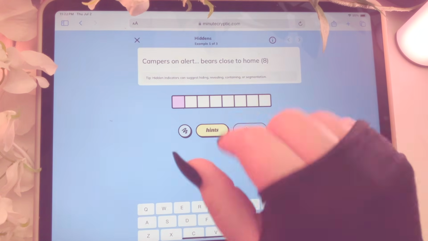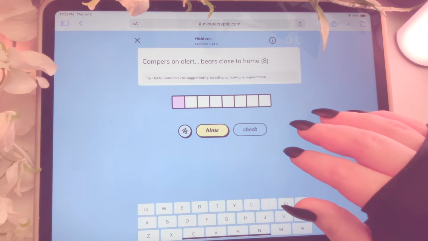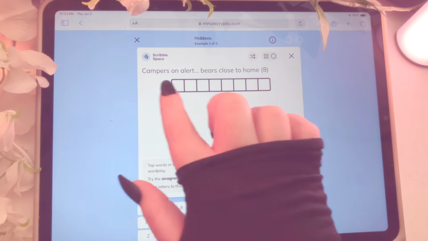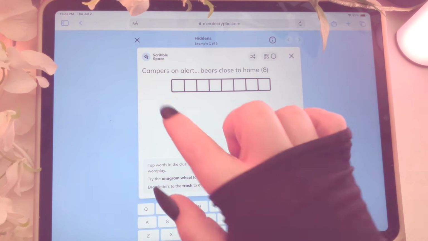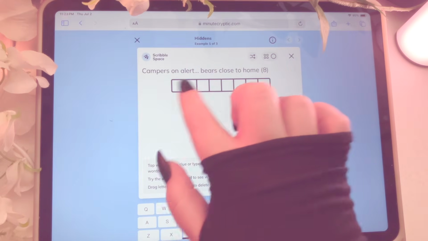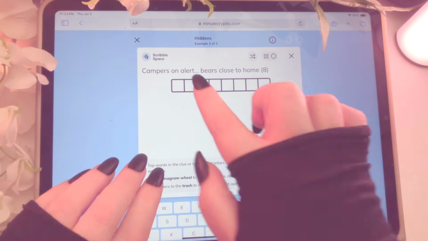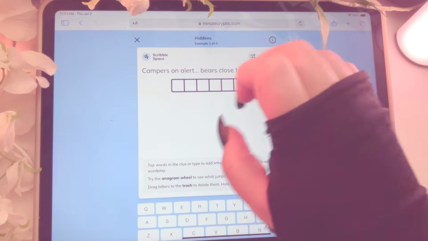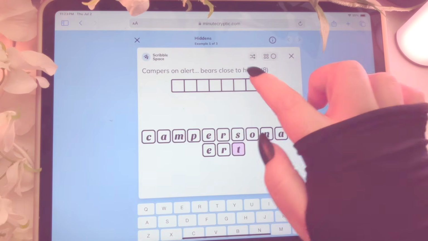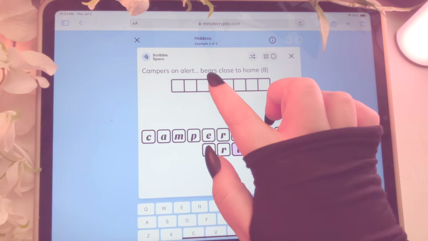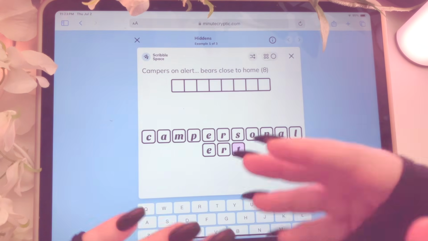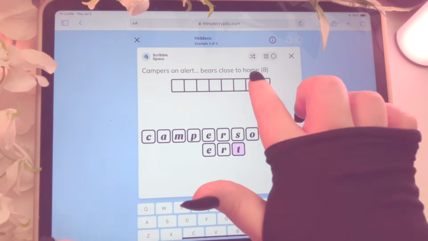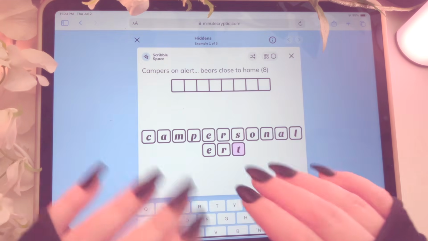Okay, I see it. I think hiddens are the ones that I'm best at. I love noticing them. So, campers on alert. The words here, bear something meaning close to home. It took me a moment to see it because I was thinking, what did they mean close to home? Like a neighborhood or something like that. But remember, sometimes the definitions have to be a little bit left of center.